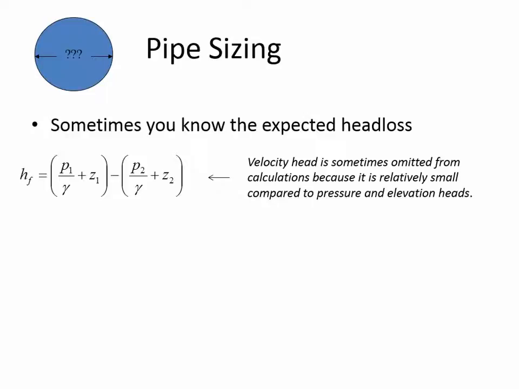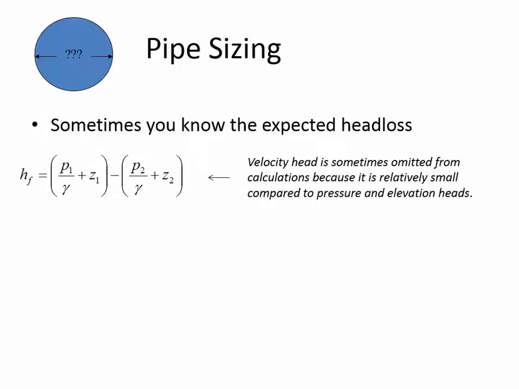So the elevations are known in a case like that, and the pressures are known. The pressure inside the tank, it's open to the atmosphere, so the pressure would be 0 there. When the water comes out of the faucet, the pressure is going to be 0 there. So in this case of an open faucet and an open tank, the only thing that is going to drive the head loss is going to be the difference in elevation.